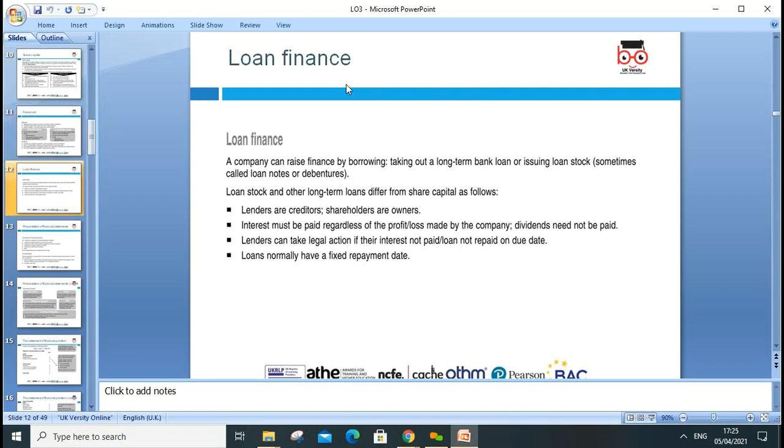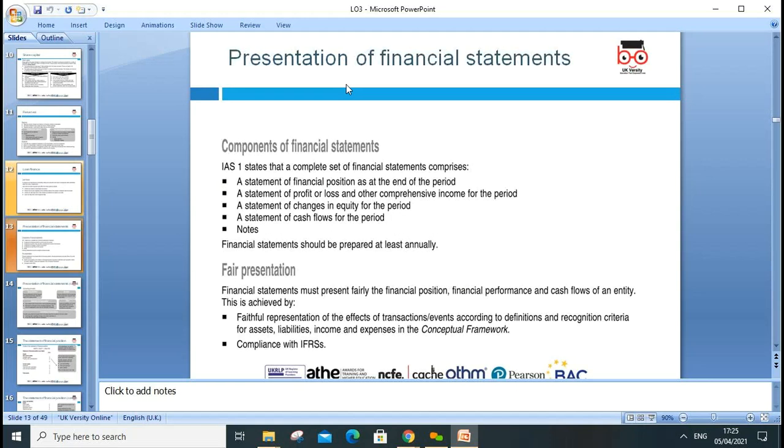Okay, then we have a loan. We can raise money through a loan. Always, the lenders check what our current position is as a business, how much we have already borrowed, and whether we can afford to pay it back.